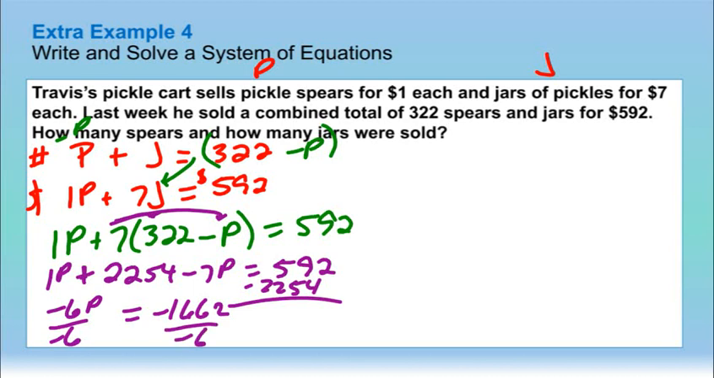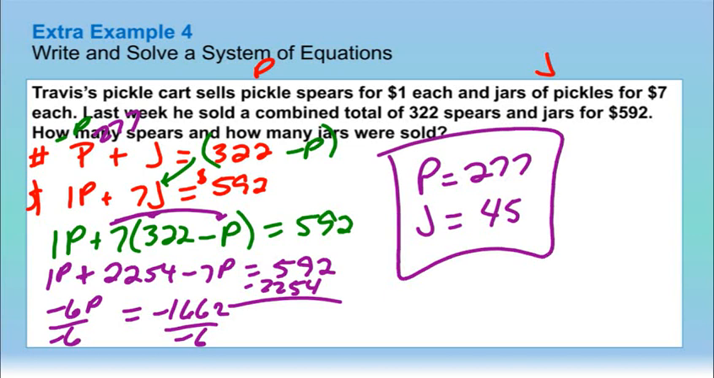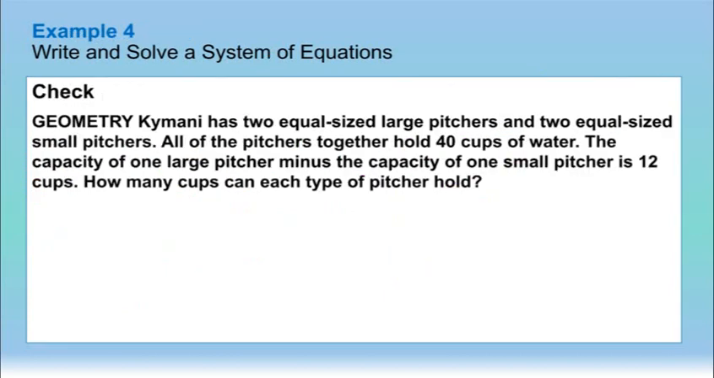And I'm left with pickle spears, 277. And then that means the number of jars sold, if I put 277 here, 322 minus 277 will give us 45 jars. And our last question.